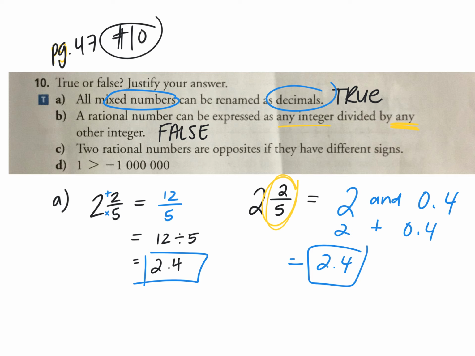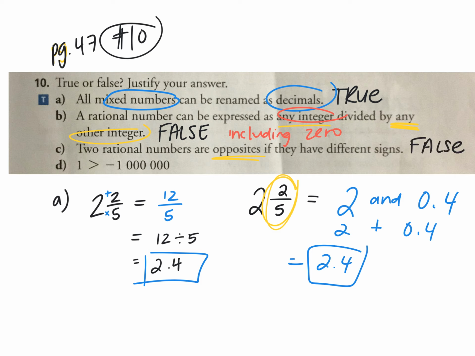Yes. It says any other integer, but if we talk about integers, an integer is any whole number including 0. Okay? Including 0, but you cannot take an integer and divide it by 0. So this statement is false. You can't divide it by 0. Does that make sense? C. 2 rational numbers are opposites if they have different signs. Who thinks that's true? Thumbs up. Who thinks it's false? Okay, so this is false.